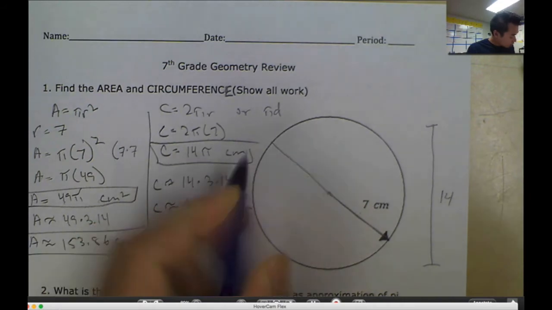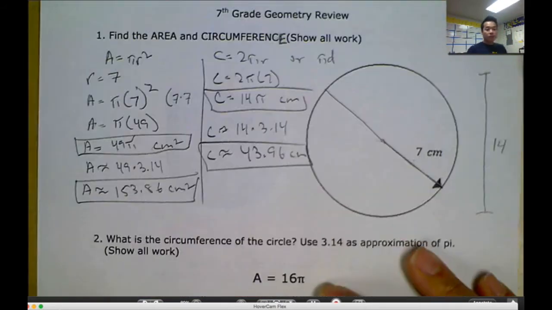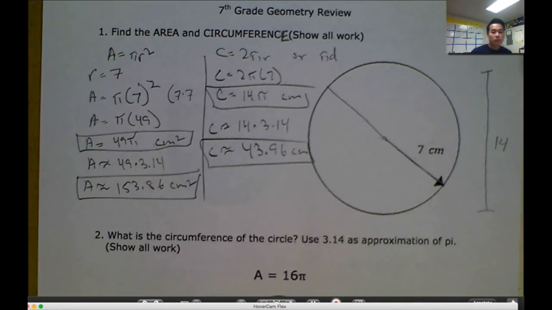43.96 centimeters. So that is an example of how you would find exact and approximation for area and circumference of a circle.